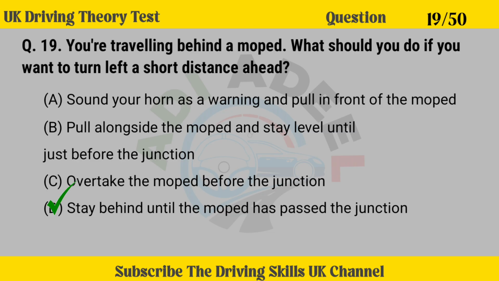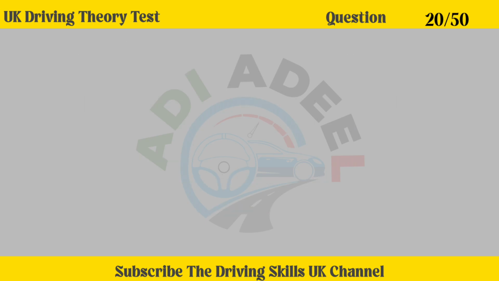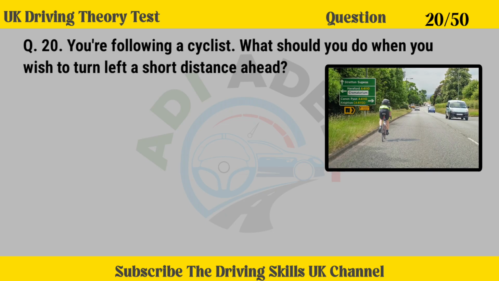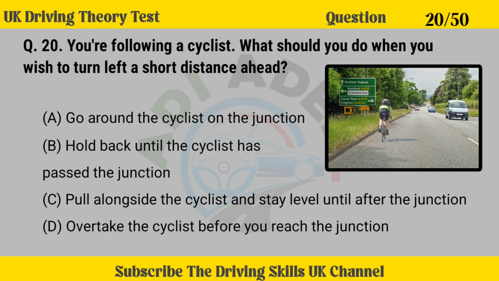The right answer is D. Stay behind until the moped has passed the junction. Question 20. You're following a cyclist. What should you do when you wish to turn left a short distance ahead? A. Go around the cyclist on the junction. B. Hold back until the cyclist has passed the junction. C. Pull alongside the cyclist and stay level until after the junction. D. Overtake the cyclist before you reach the junction.